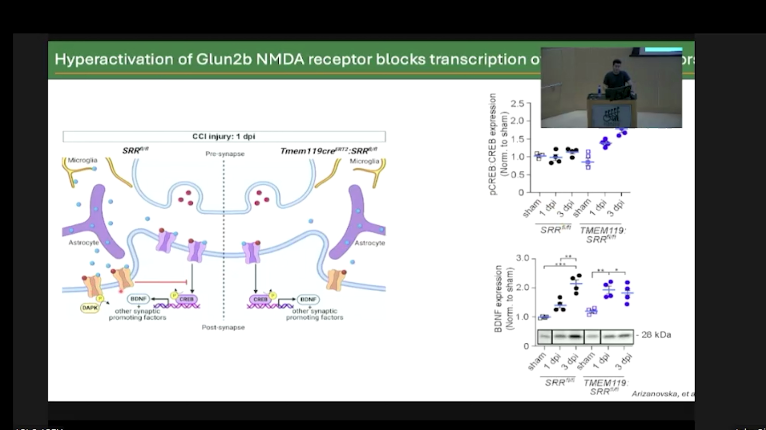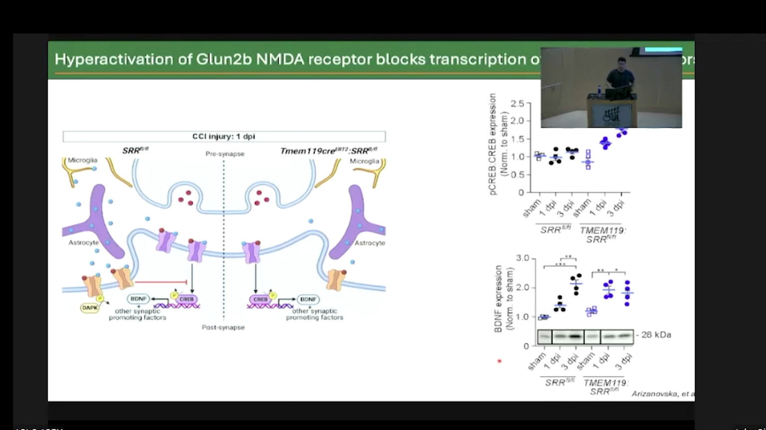activation of these perisynaptic NMDA receptors really plays an inhibiting role, preventing normal synaptic transmission by these gluN2A subunits at the synaptic NMDA receptors. And this is also further shown in the BDNF, where in our control serine racemase flox animals we don't see expression of BDNF until 3 days post-injury. However, in our microglial knockout of D-serine, we see a significant increase in BDNF at 1 day post-injury.